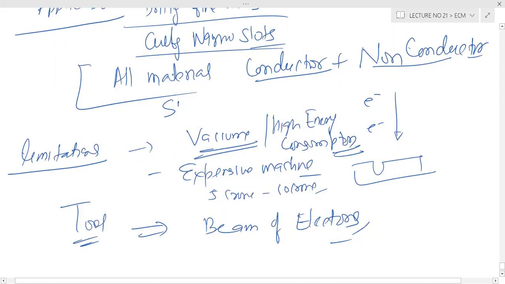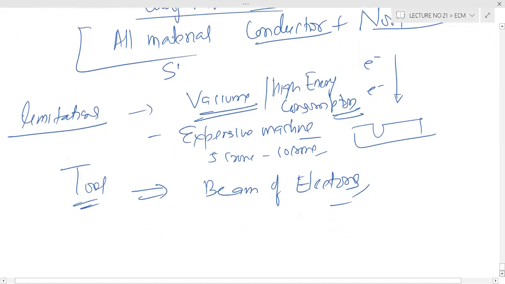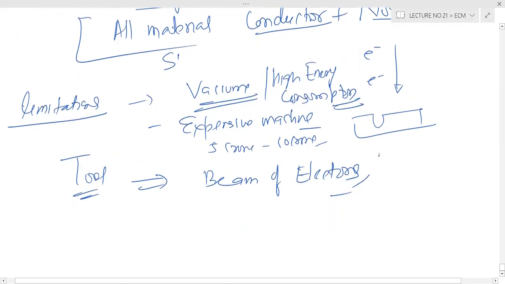So fine, everybody is fine. You check, Rajat. WhatsApp me after studying fully. Yes, it is for non-conductor all material.